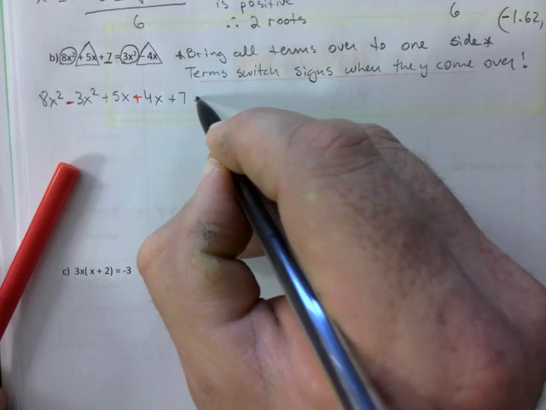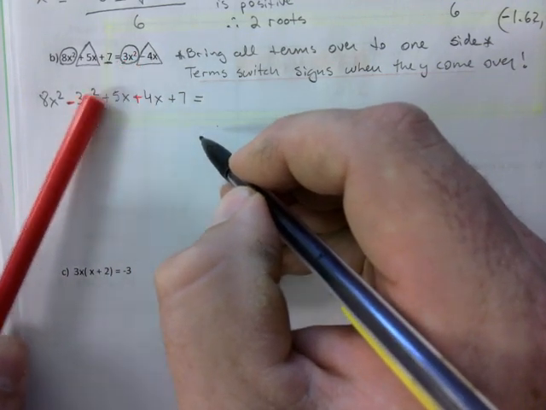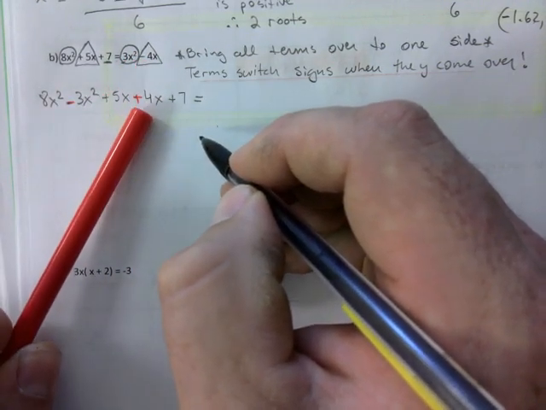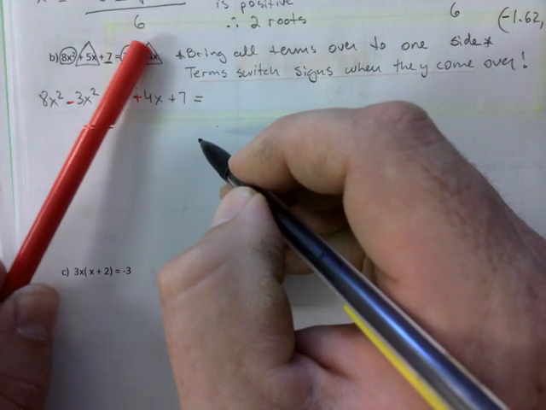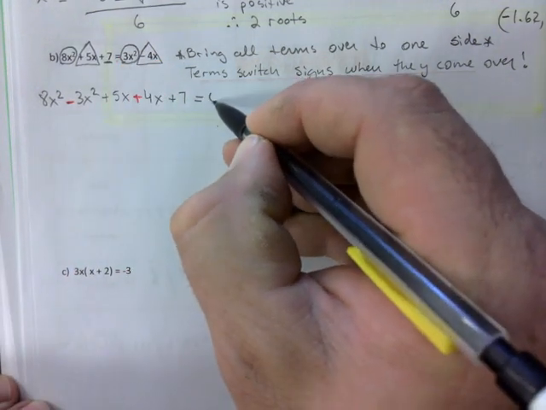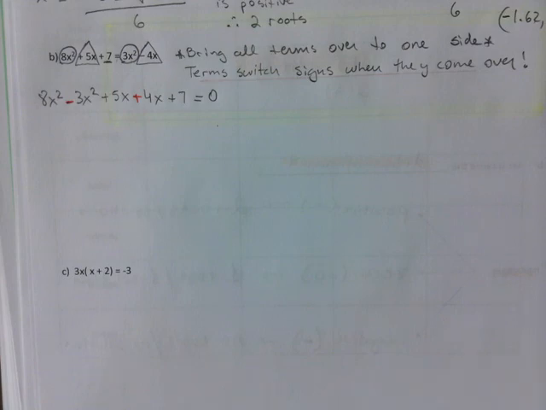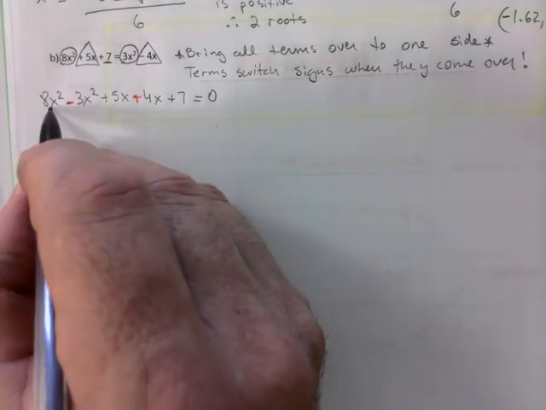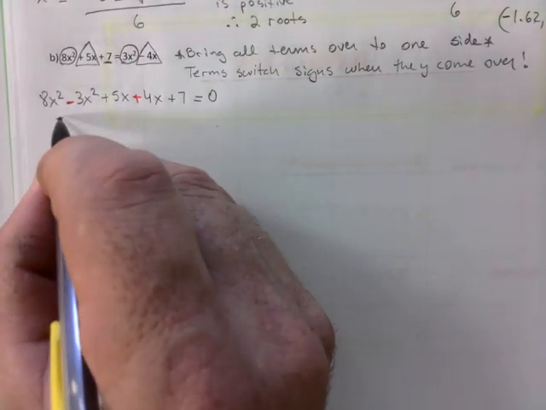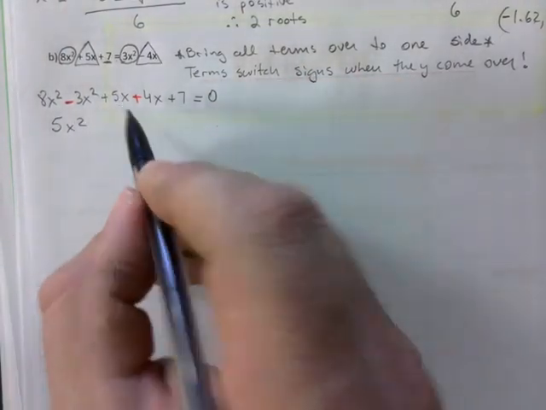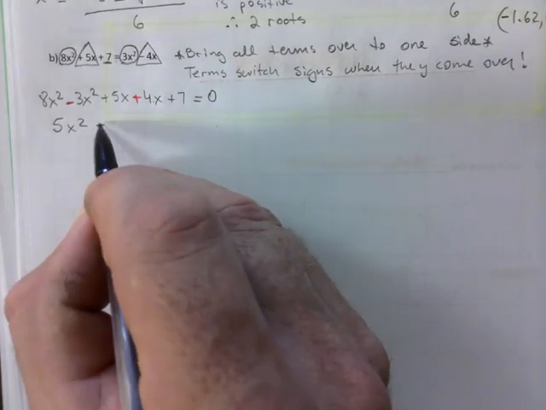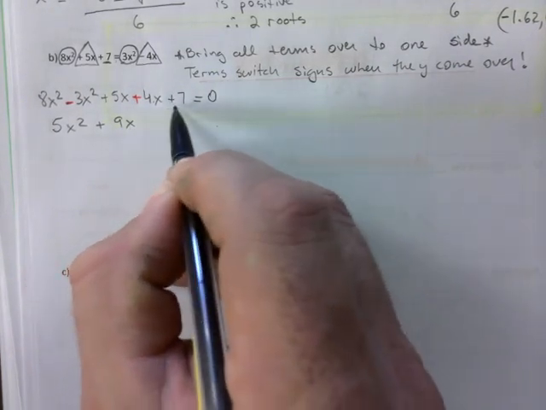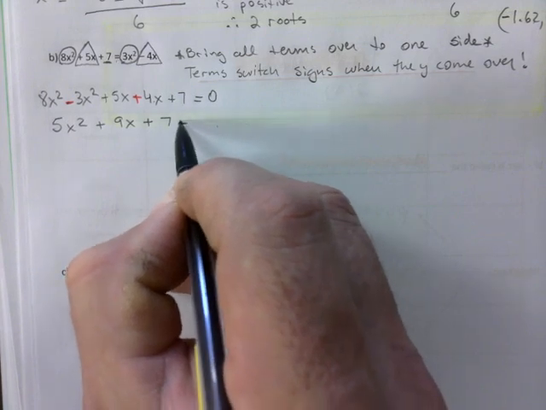And if you think about it, if the 3x came over and the 4x is over, then there's nothing left on this side, so it's just equal to 0. That's exactly how you want it. You want one side equal to 0. Okay, and then clean it up. 8x squared minus 3x squared is 5x squared. 5x plus 4x is 9x. Plus 7 is equal to 0.